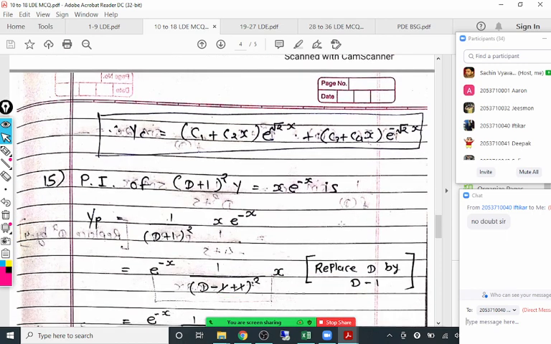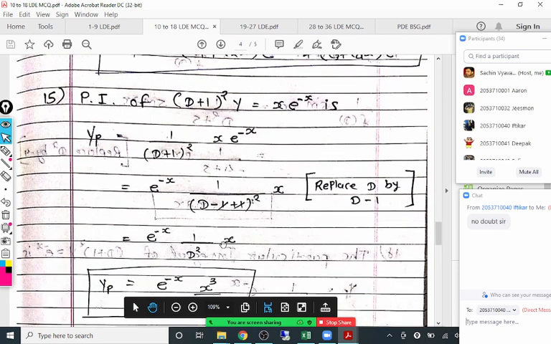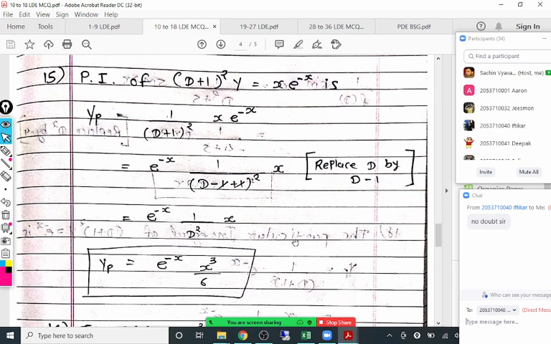15th, in the 15th we want yp for x e raised to minus x. So RHS is x into v form. So instead of x into v, it is taken e raised to ax into v form. So e raised to ax is taken outside and we replace D by D minus 1. That's correct. Good. And we get 1 by D squared of x. So we want the second integration of x. Yes, and that's correct. So the 15th answer is correct. So we have the yp for x into e raised to minus x.